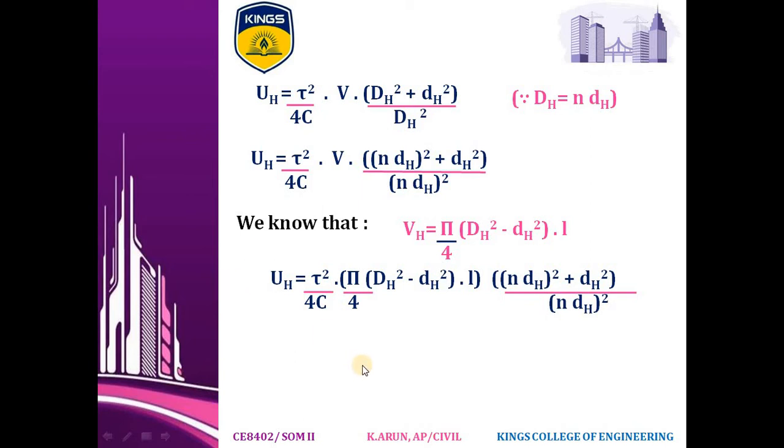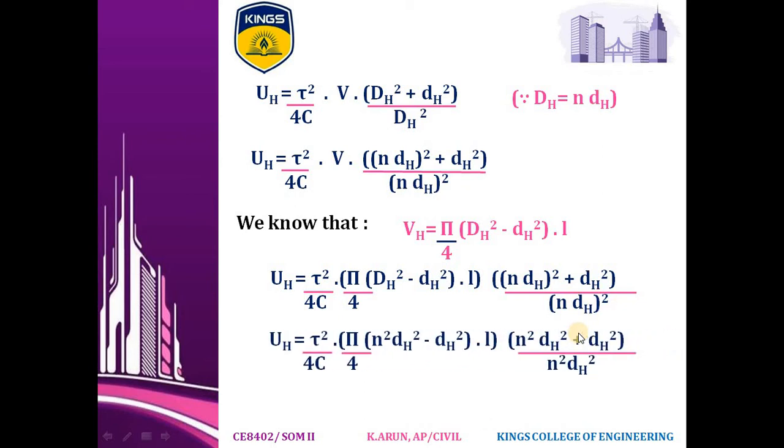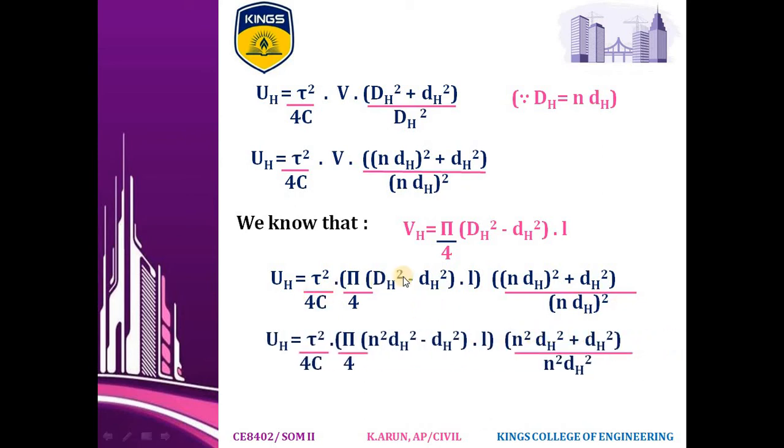So tau square by 4C, and I am substituting the value of V here. Then, since I have already put n d_H, I am writing the same here. In the next step I am going to simplify this. So instead of d_H, n d_H, I have directly written n square d_H square. Again here also I have expanded this.